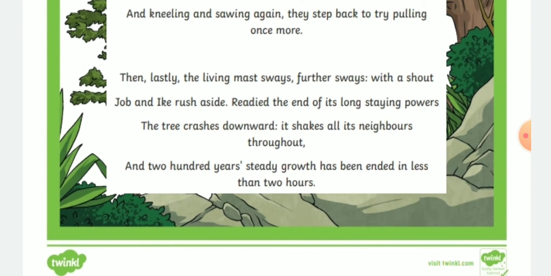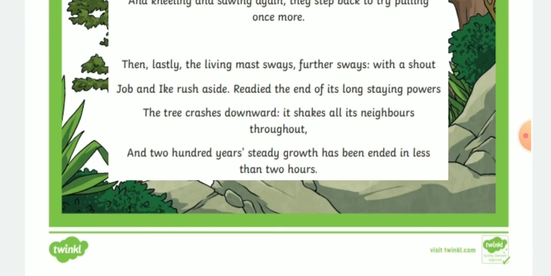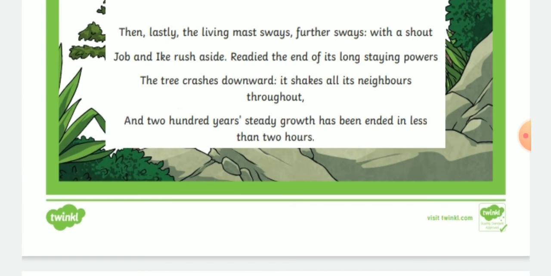Then comes the fourth one, the last stanza of the poem. Here the fourth one speaks: then, lastly, the living mast sways. Mast sways means the pillar bent. So the pillar of the tree, the backbone of the tree, was bent very brutally by the force of these persons. Further sways with a shout, Job and Ick rush aside. Then there is the shouting of Job. Here Ick is a name. Rush aside.